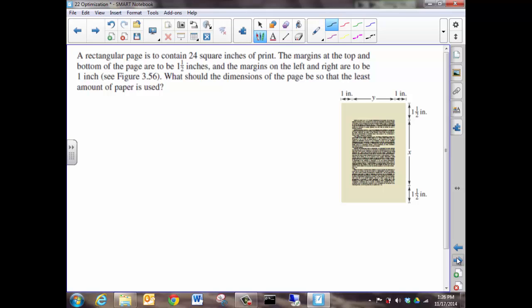Okay. Read that for a second. Think about it. Most of the time we're going to wind up with two relationships here. Can anybody tell me a formula that we're going to have here? Area. Area of what? All right, but in this case the rectangle is what? The page or the print or what?